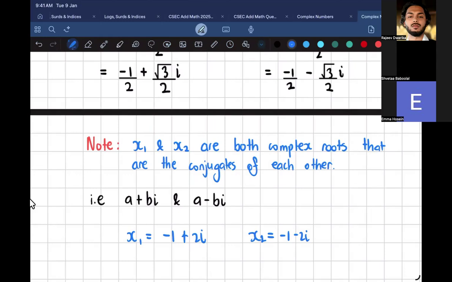Always. So Shweta, in the questions, they might give you one root and they would tell you, using that, find the equation, find the quadratic equation. I'll show you how to do that. Right? But you understand what I'm saying?